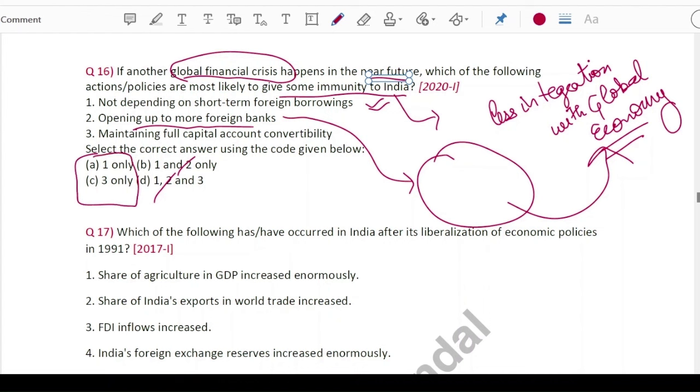As we have seen, first statement is correct. So, answer is A. Let's read third statement. Maintaining full capital account convertibility. If there is full capital account convertibility, it means FDI from outside can easily come in and outflow can also happen, rather it will result into the dose of immunity. This is the repetition. Let's see.